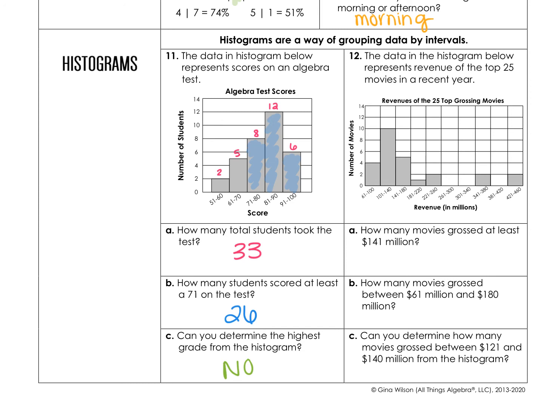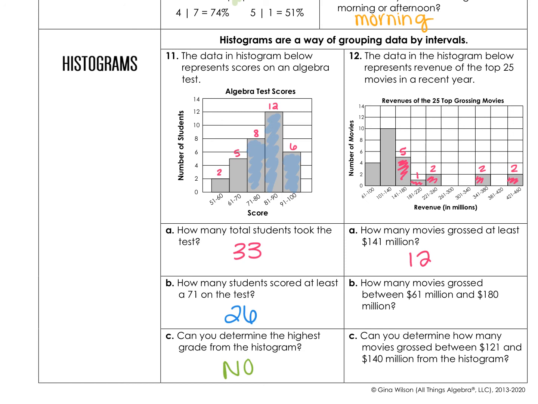How many movies grossed at least 141 million? So we're looking for 141 million and greater. So that's going to be all of these bars over here. So in that first interval, we've got 5, 1, 2, 2, and 2. So when I add all of those together, I get that there were 12 movies that grossed at least $141 million.